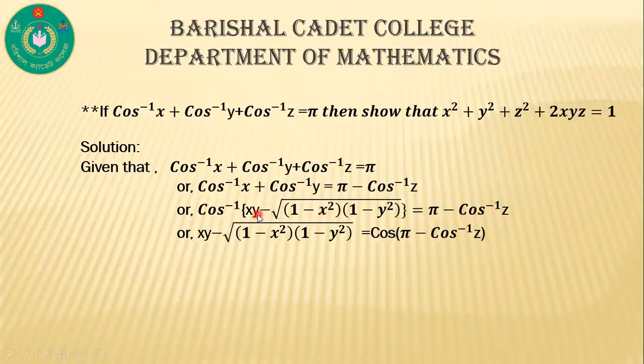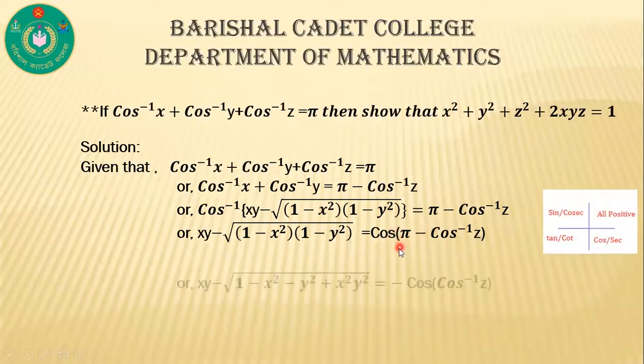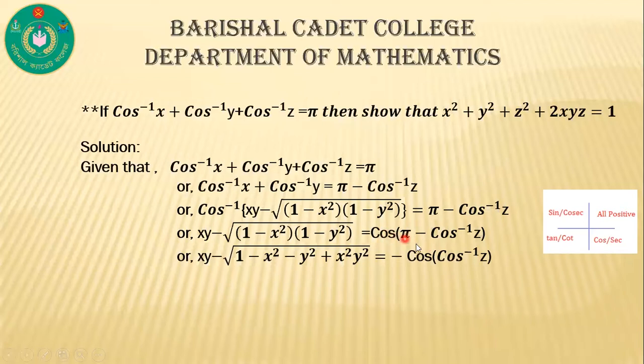Now we can write xy minus root 1 minus x square into 1 minus y square is equal to cos of pi minus cos inverse z. Here pi means 2 into pi by 2. Here 2 is an even number, so cos remains the same, cos. And 2 into pi by 2 means the first and second quadrant. Here cos is negative, that's why there is a minus sign, and cos inverse z.